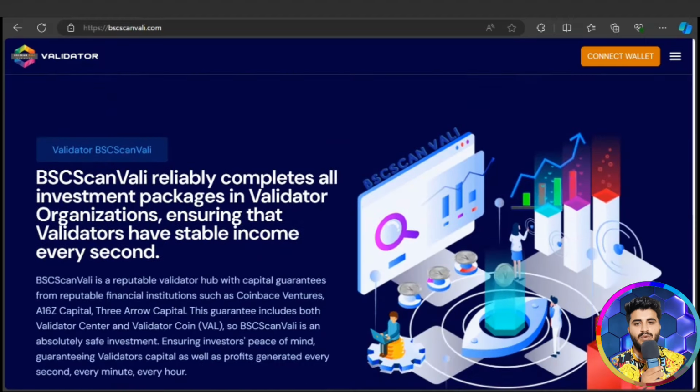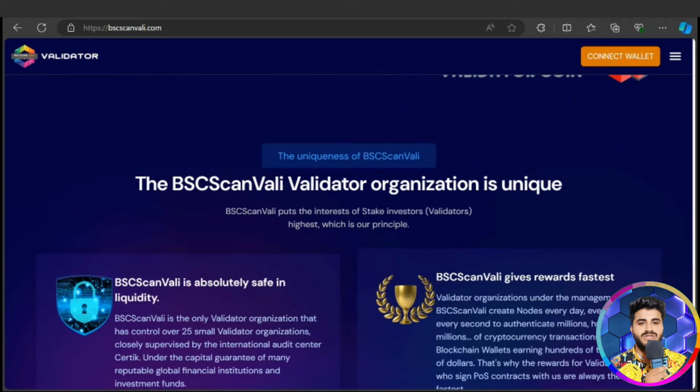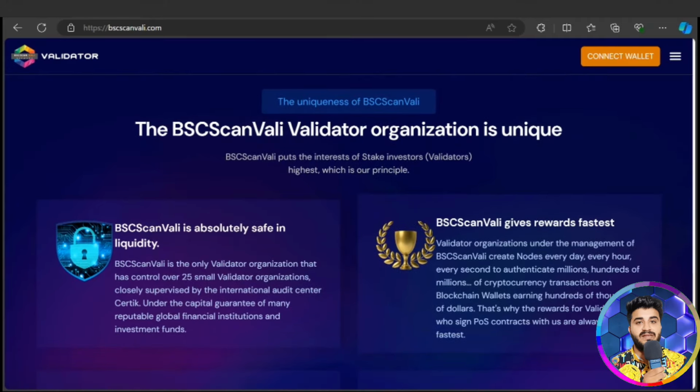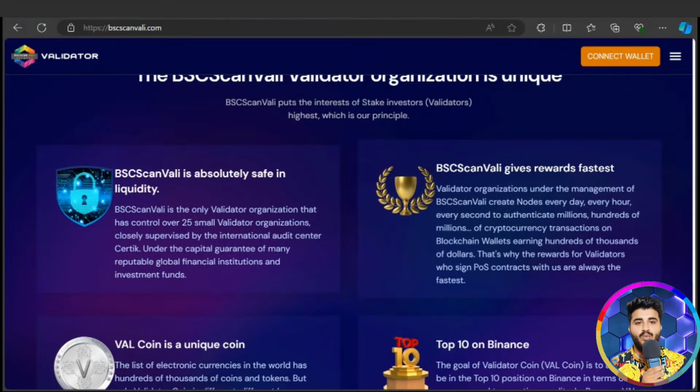Here BSCScanVali completes all the investment packages in the validator organization, ensuring that validators have a stable income every second. You can check out each and everything. The BSCScanVali validator organization is unique, and BSCScanVali puts the interest of the stake investor and the highest, which is our principle. So BSCScan validator is absolutely safe with the liquidity.